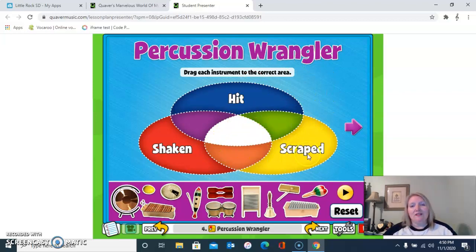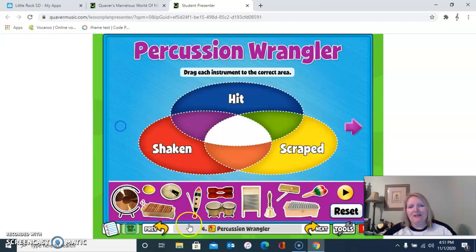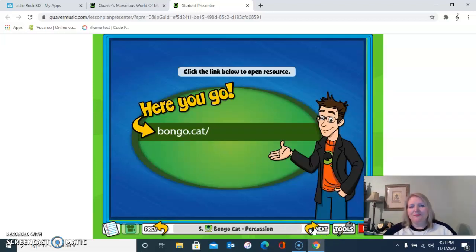But if you finish quickly, then this would be something good for you to do, to drag these instruments and try to find the right category for them to go in. And notice that some of them will go in more than one category, and there's at least one that will fit into more than one. If you come over here to this arrow, it's talking about pitched or non-pitched instruments, and we're not talking about that yet, so you don't have to worry about that. Go ahead and go to the next.